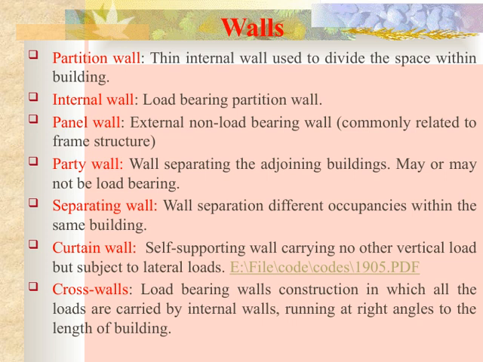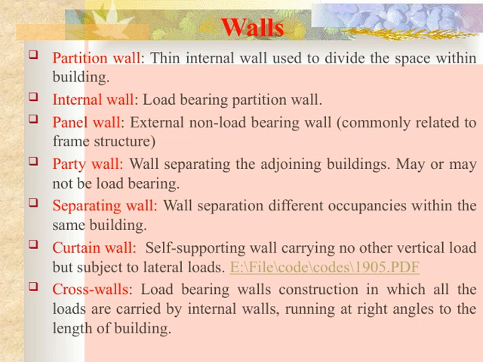Moving on, the party wall is a special kind of wall that separates adjoining buildings. Its load-bearing capacity can vary. Sometimes it supports part of the structure, sometimes not. It's essential in shared property boundaries. The separating wall, on the other hand, divides different occupancies within the same building, providing privacy and fire separation.